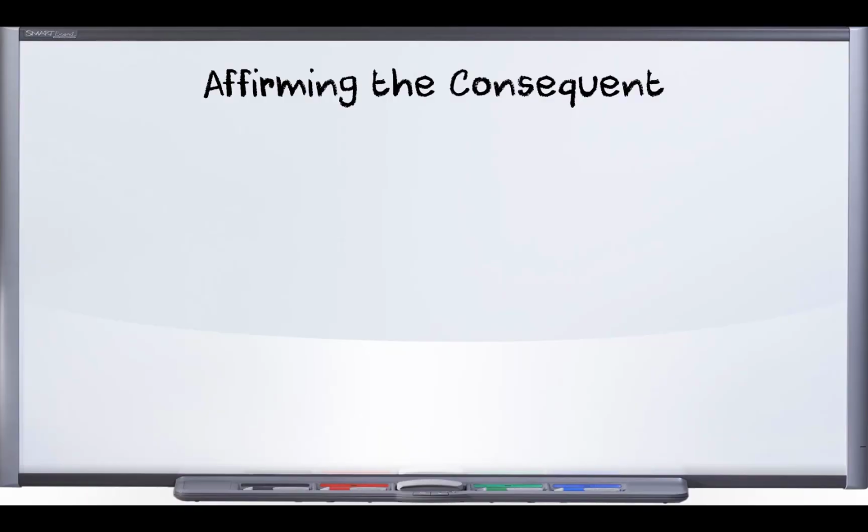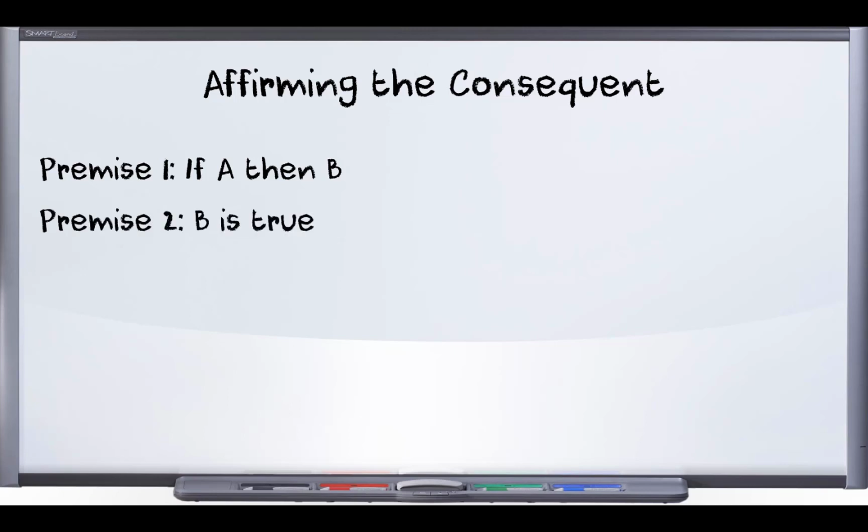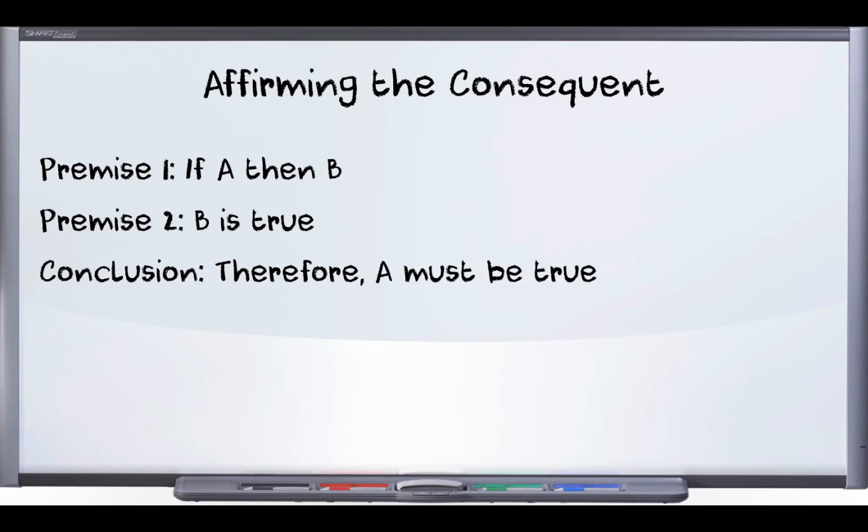First, what is affirming the consequent? It goes like this. Premise 1: If A, then B. Premise 2: B is true. Conclusion: therefore, A must be true. This is a fallacy. That means faulty logic. Just because B is true, that does not necessarily indicate that A is true.